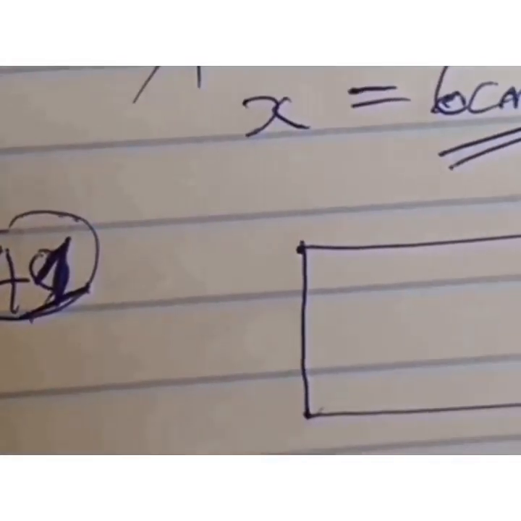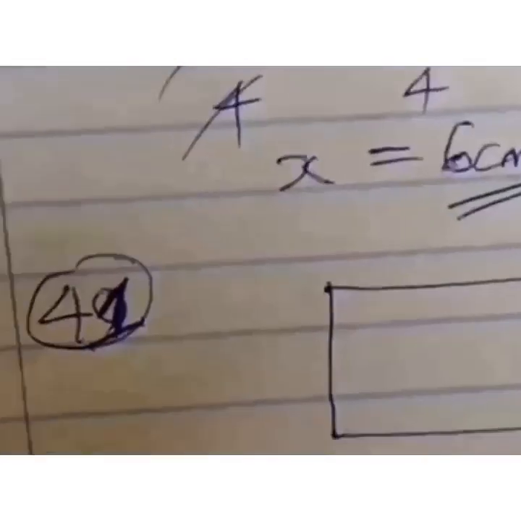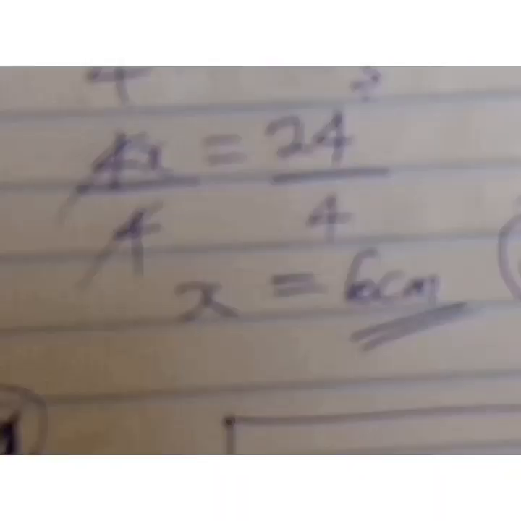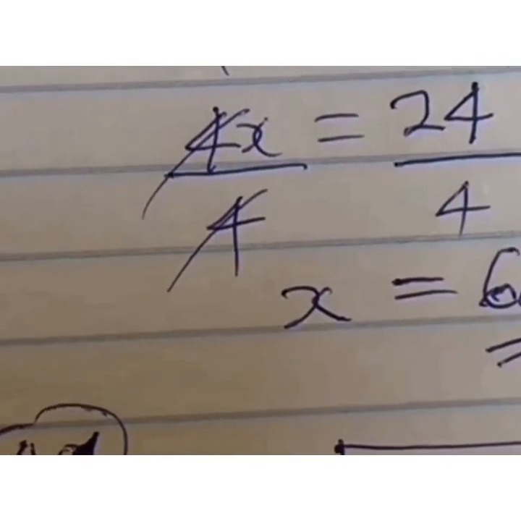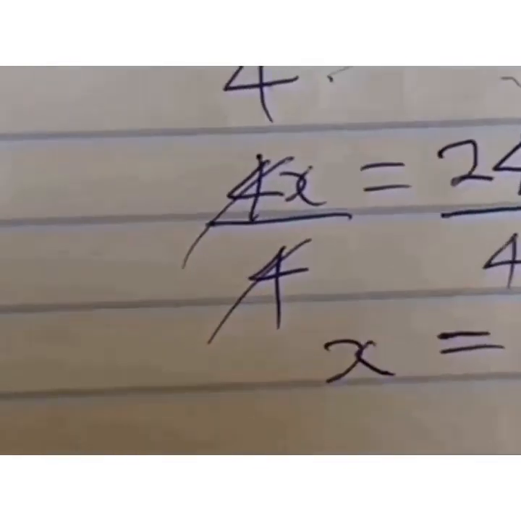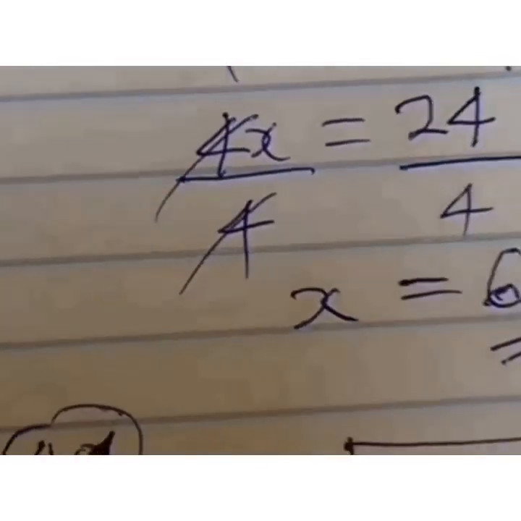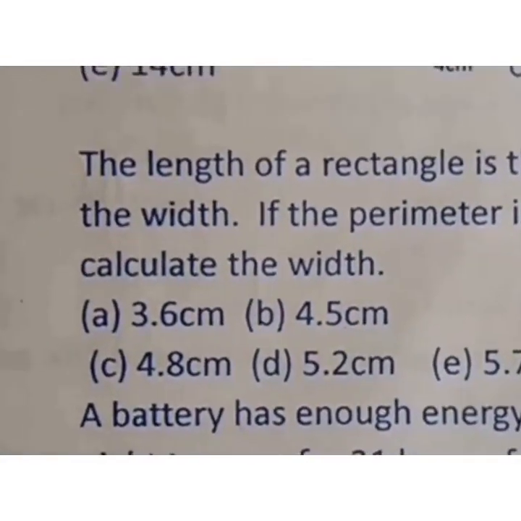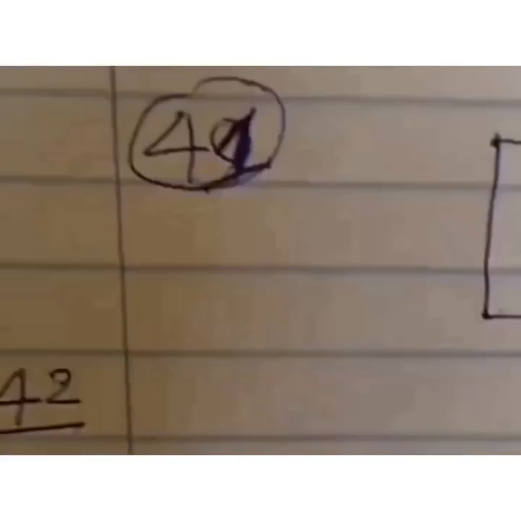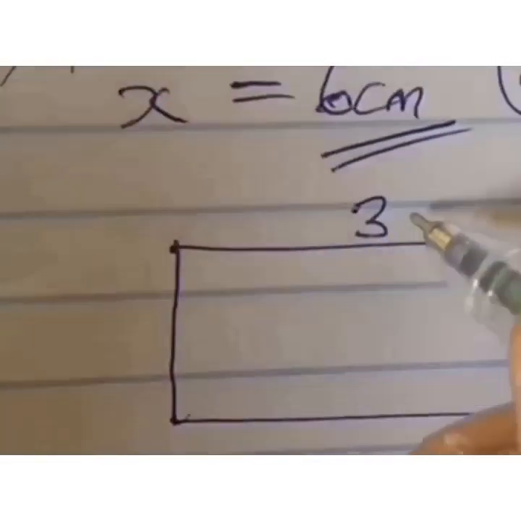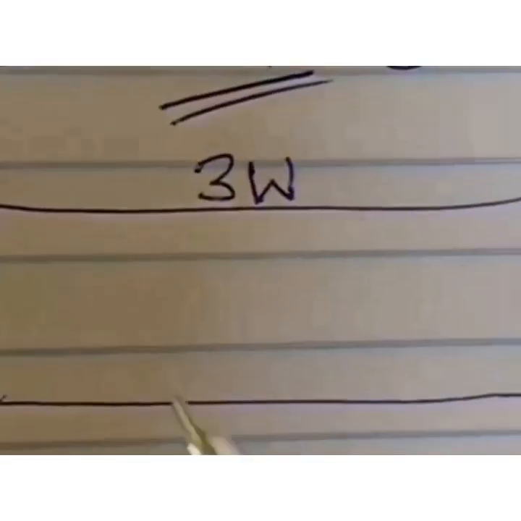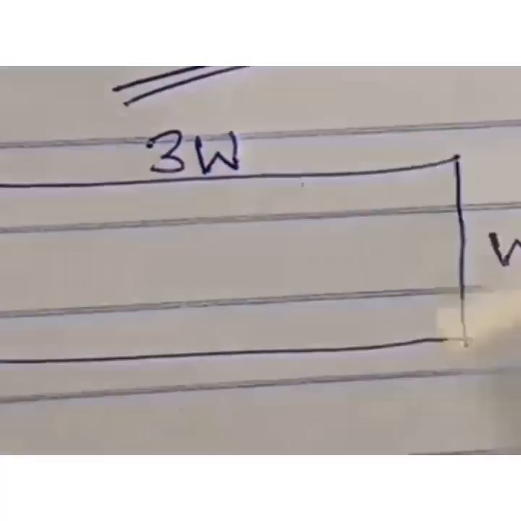But for illustration, I just want to make a sketch of a rectangle. So this is a rectangle. Let's say the width is W, and we are told that the length is 3 times the width. So the length will be 3W, that is 3 times W. So we have gotten this.